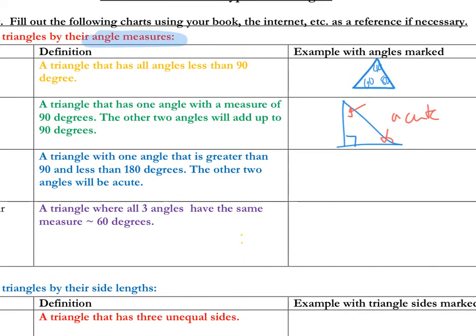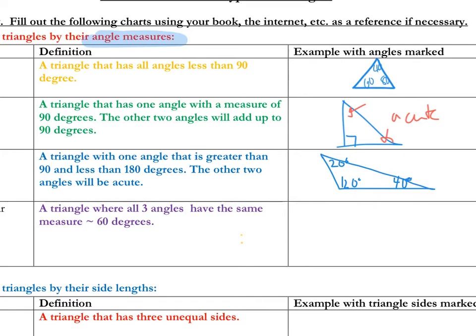An obtuse triangle is a triangle whose measure is one of its angles is greater than 90 but less than 180. So for example, 120 and 20 degrees and 40 degrees. Remember that a triangle adds up to 180 degrees.